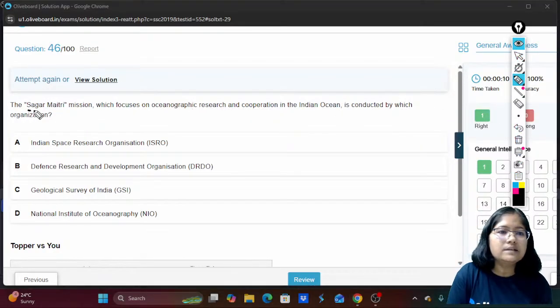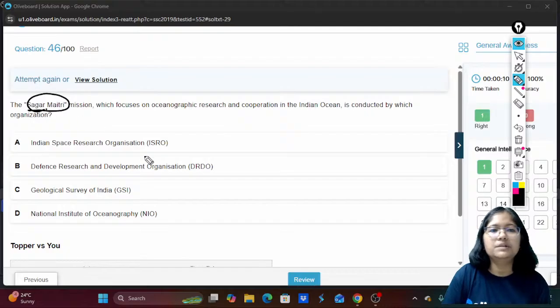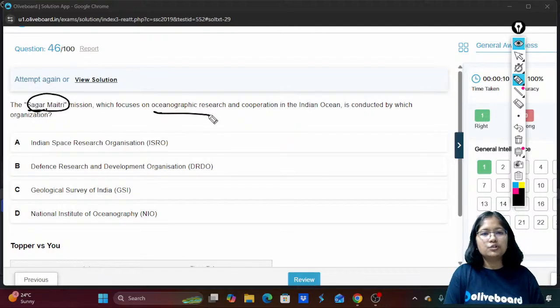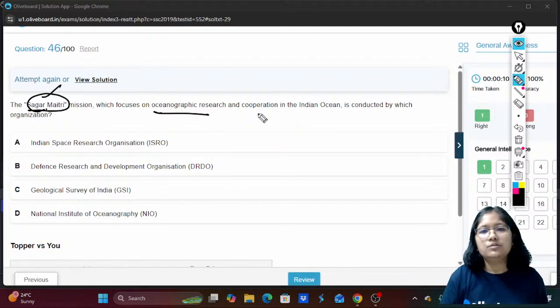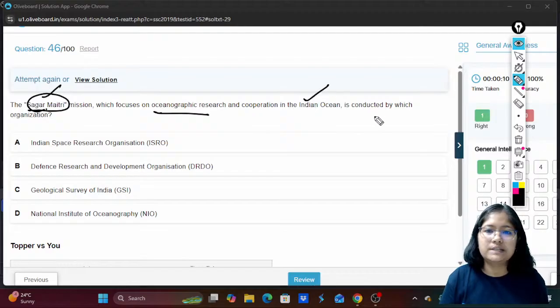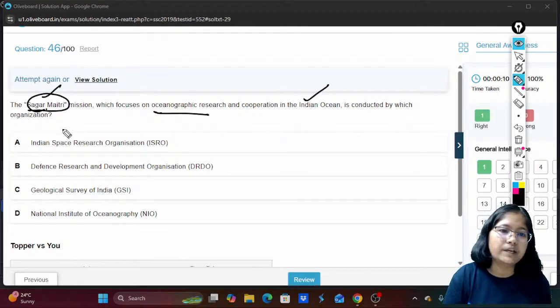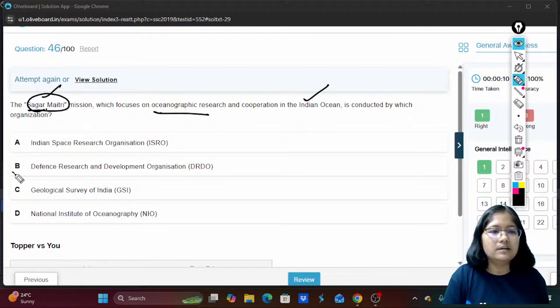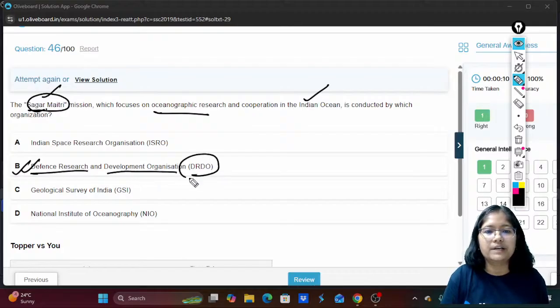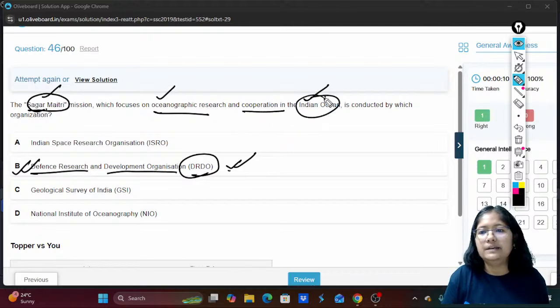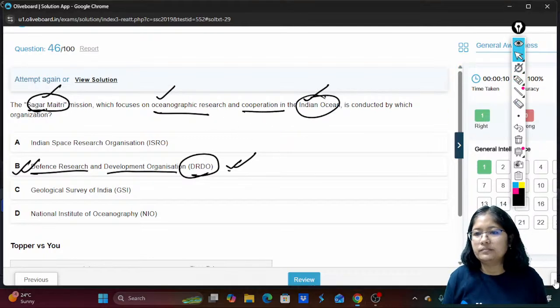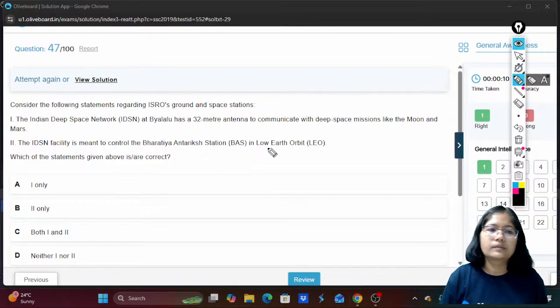Next question. The Sagar Maitri mission, which focuses on oceanographic research and cooperation in the Indian Ocean, is conducted by which organization? So it is conducted by whom? It is conducted by the Defence Research and Development Organisation, DRDO, because it is oceanographic research and cooperation in the Indian Ocean.